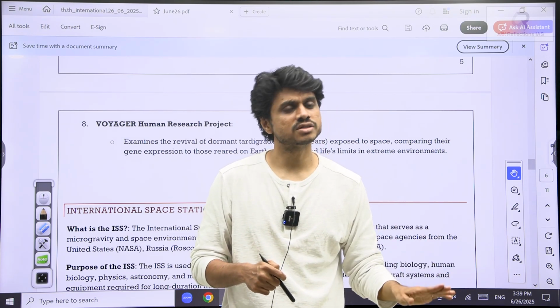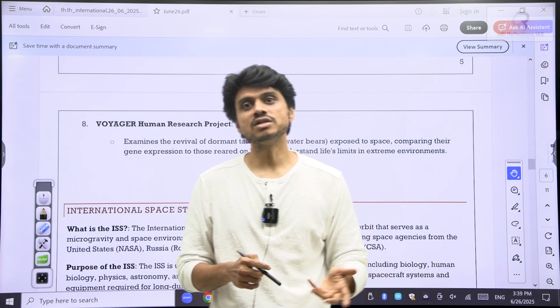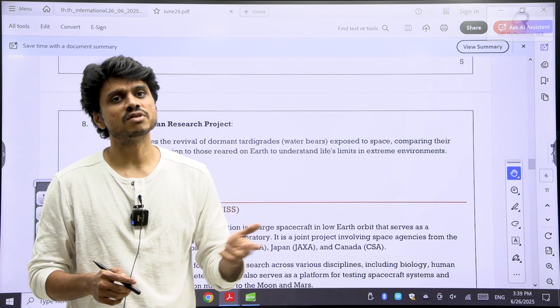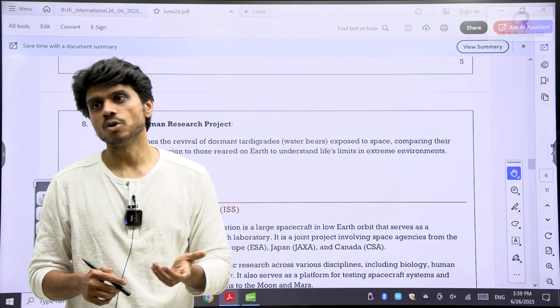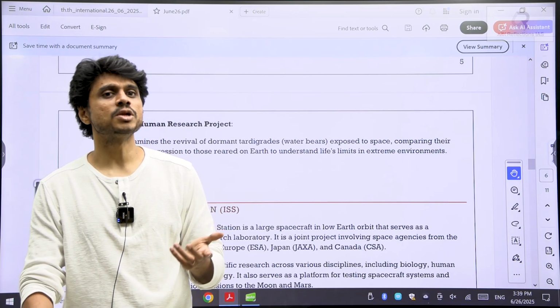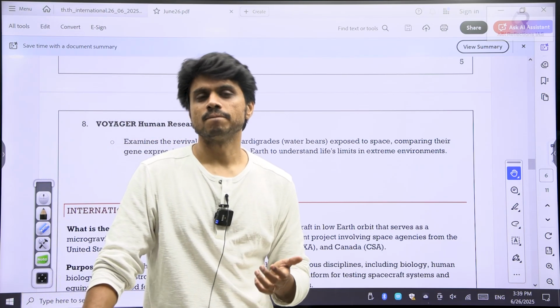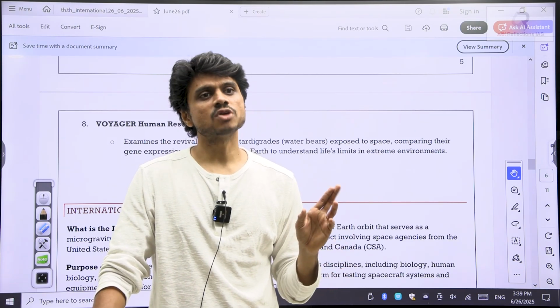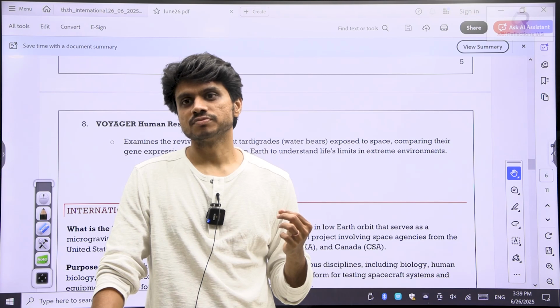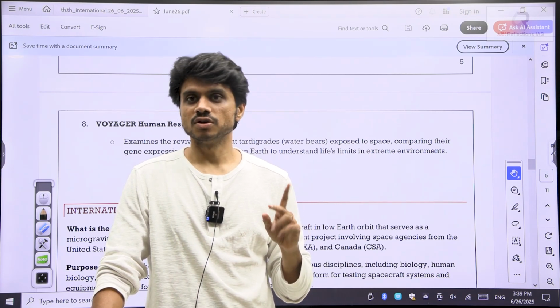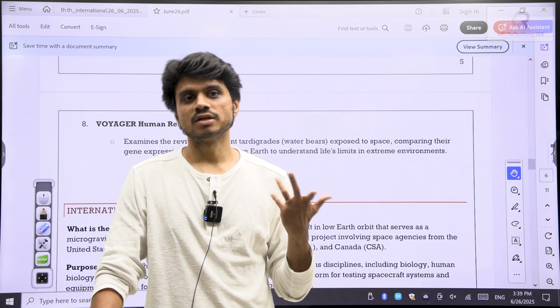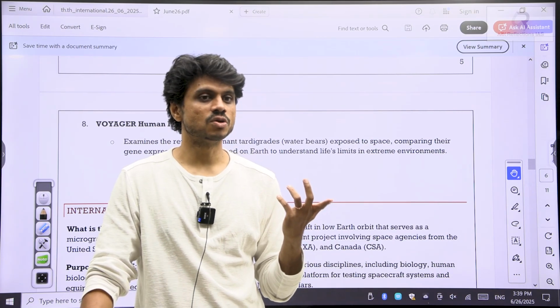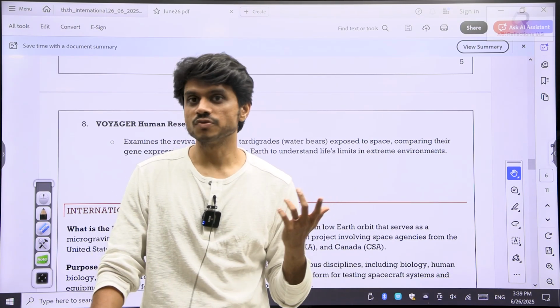Where are they going to conduct them? In the International Space Station. At which level does it orbit? Low Earth orbit. Low Earth orbit means up to how many kilometers? Around 2000 kilometers. Middle Earth orbit is from 2000 up to 20,000. Beyond 20,000, up to 35,000 kilometers, is the higher Earth orbit. We have discussed this.